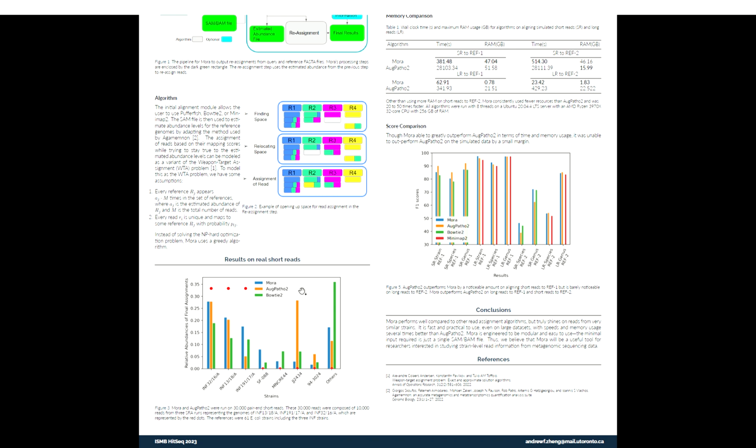We first looked at how well Mora and argpatho2 worked on E. coli reads of different strains. Shown in red here are the 3 dots representing the real abundance levels of our unknown reads. And as we can see, Mora assigns most reads to these 3 correct strains, while argpatho2 assigns a lot of reads to this incorrect strain, and Bowtie2 assigns reads almost equally across all strains.